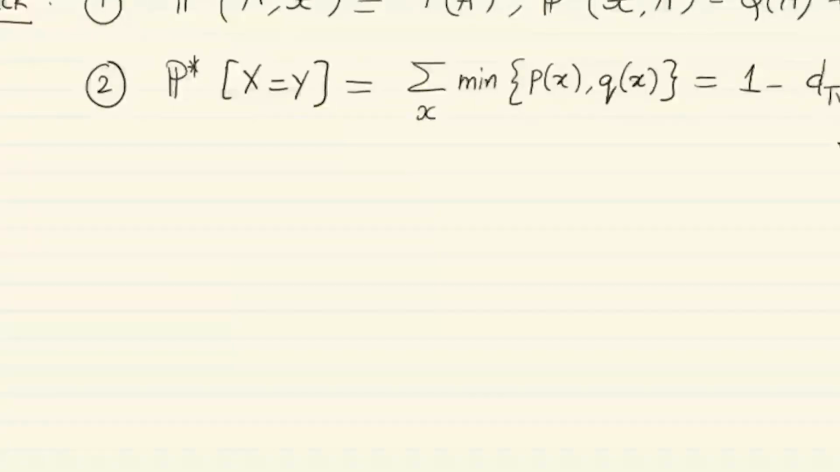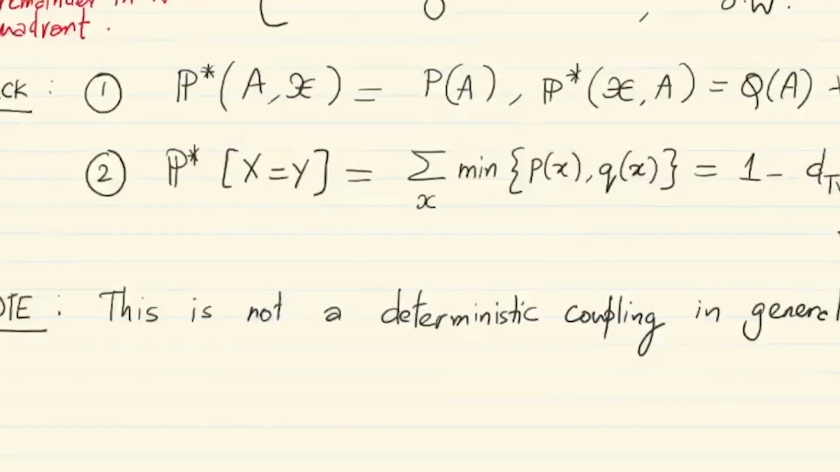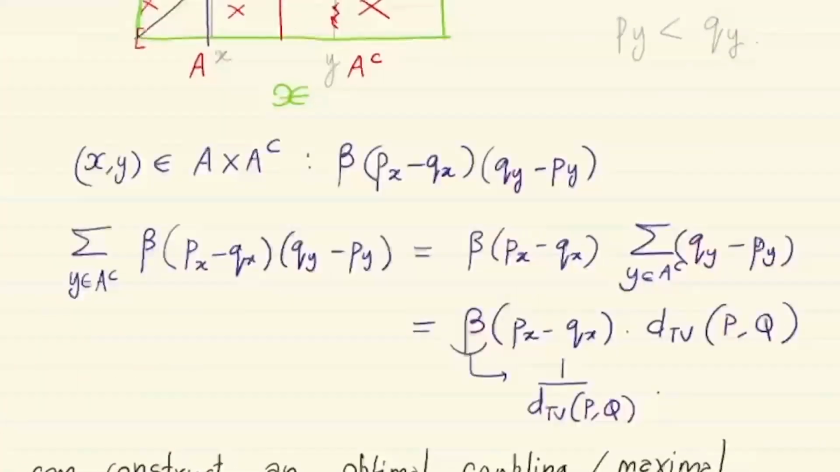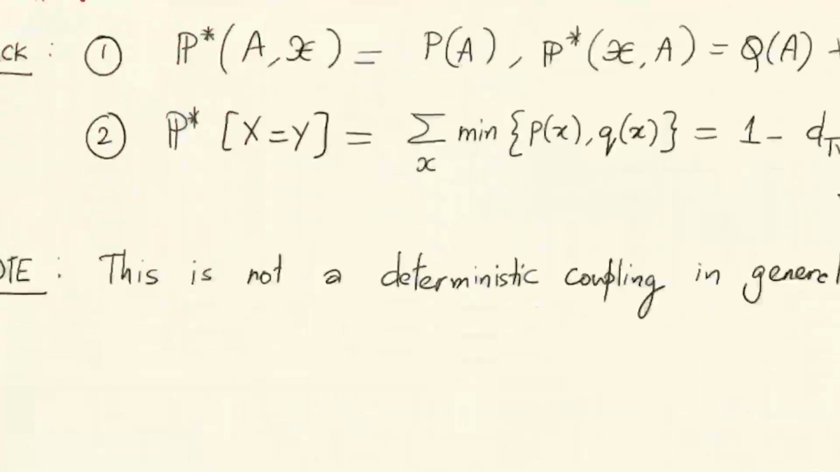So that's the construction of a maximal coupling, and you can also see that in general this maximal coupling that we constructed is not a deterministic coupling, namely because for a point x in A, the p(x) probability actually was being spread out over this entire vertical strip, and that is why it's not in general a deterministic coupling.